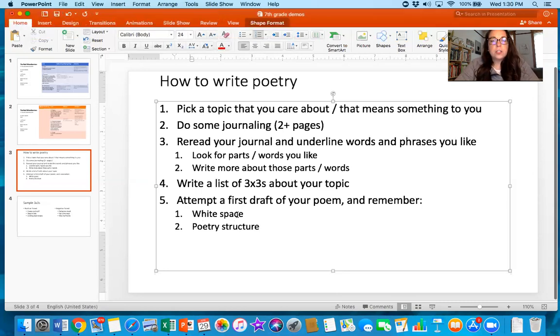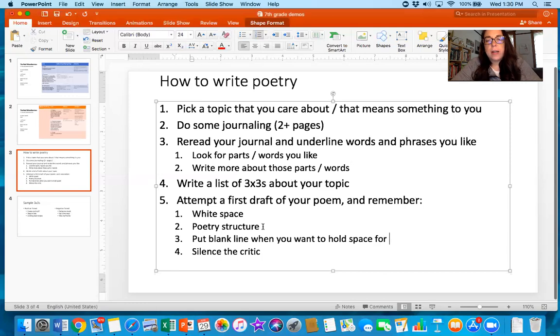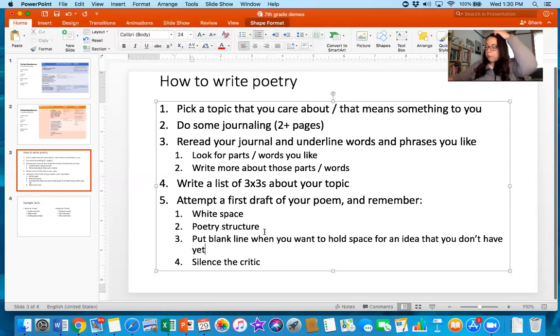And then you're going to just remember: silence the critic. If you're writing and you think, oh, this is bad, I don't like it, it's not good, that doesn't matter. Just write something down. And one other thing: put a blank line when you want to hold space for an idea that you don't have yet. Okay, so you're just going to write with a blank space.